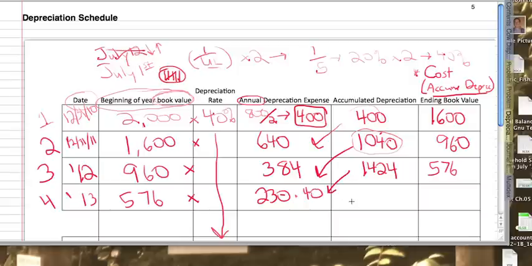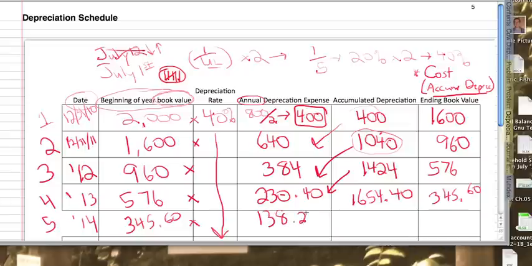Accumulated depreciation is that plus that. We're at 1654.40, and my ending book value is 345.60. Next year is going to be year 5 at 2014. This 345.60 carries its way down. Multiply by the 40%, you get 138.24. I'm going to add those two together. I come up with 1792.64.